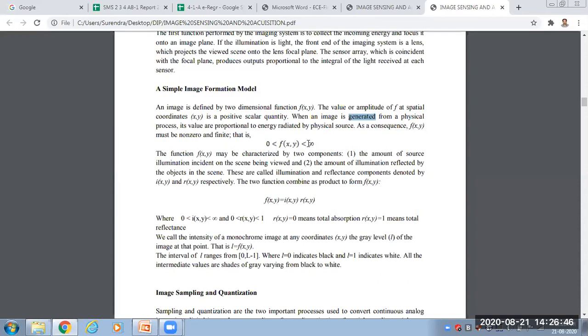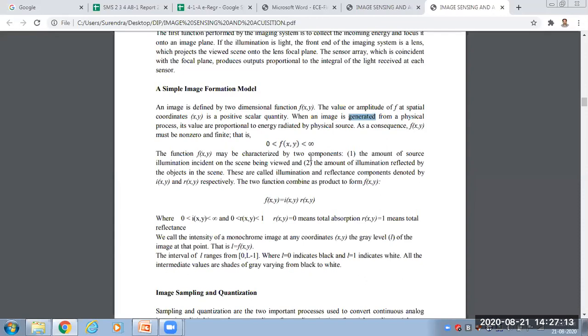It cannot be, it can never be 0. It must be greater than 0 and less than or equal to infinity. Generally, the intensity values in black and white images, 0 means black, 1 means white, so the intensity values vary between 0 and 1. But in color images, different magnitudes and different intensity levels are there.